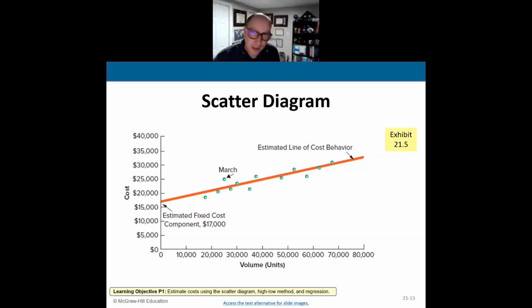The line represents the estimated line of cost behavior. It's basically what we call the best fit line. It's in between all of the dots on the scatter diagram. Okay, very simple. It's just a graphical representation of the cost, and then we get the average cost using the estimated line of cost behavior. So how can you create something like this? Excel. Excel is a nice, easy way to do it.